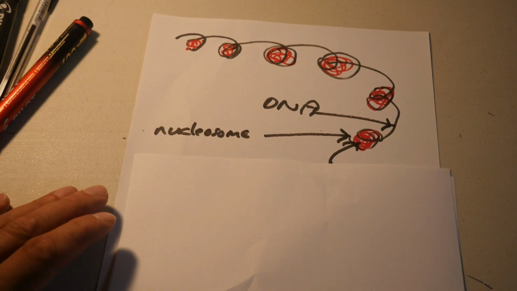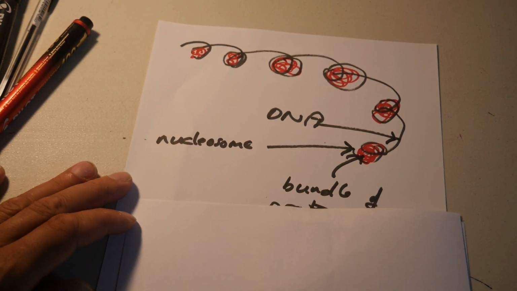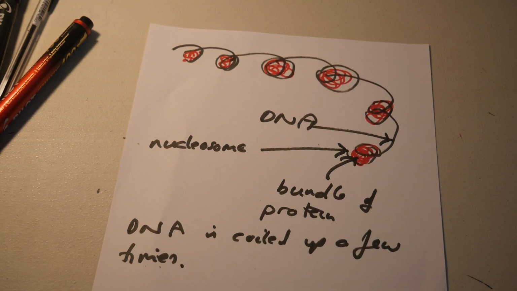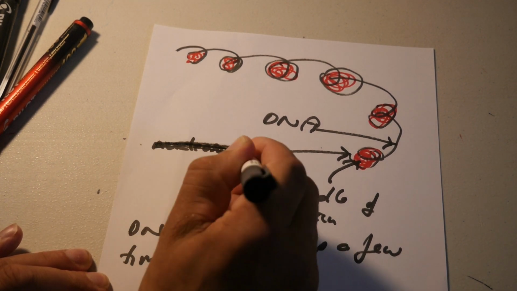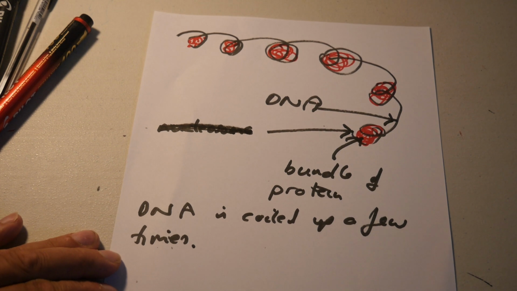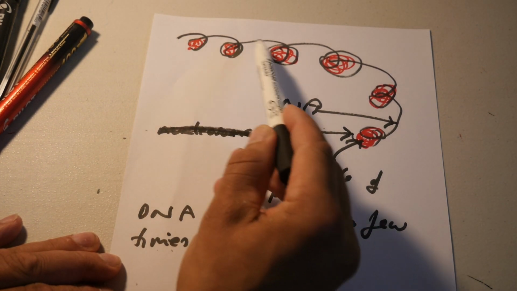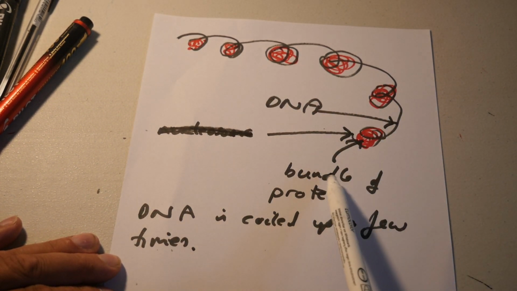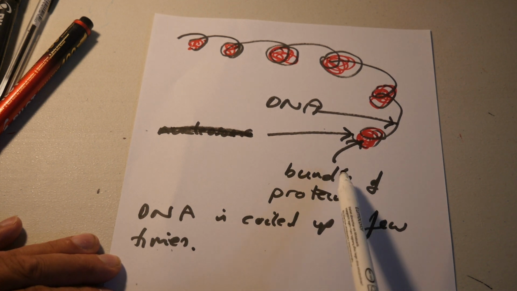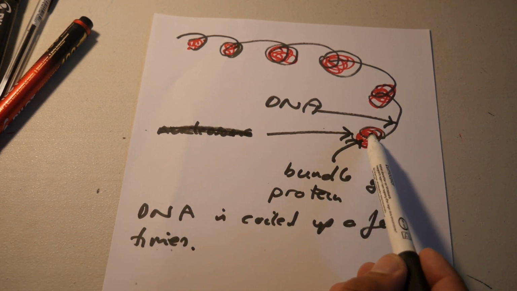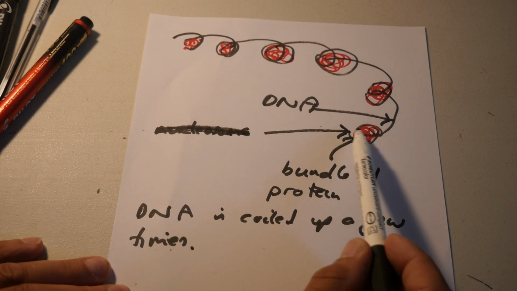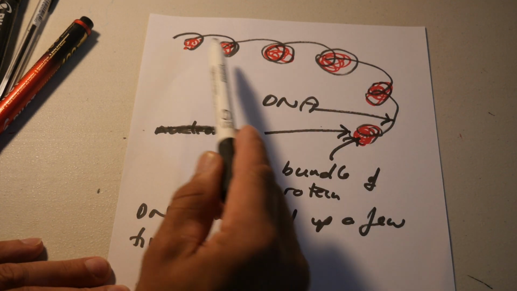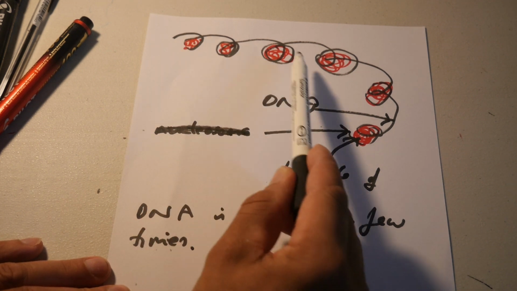This is the diagram of how it's coiled up. Okay, you can take that name out because you don't need to know it. The DNA is coiled around these red protein clusters. Okay, bundles I've called them here. The red bundles of protein. They're coiled around a couple of times around each one.